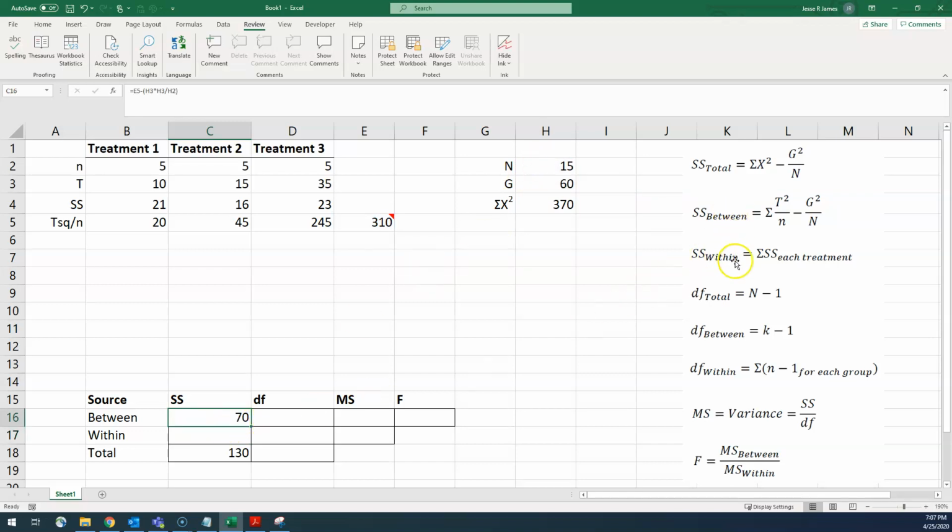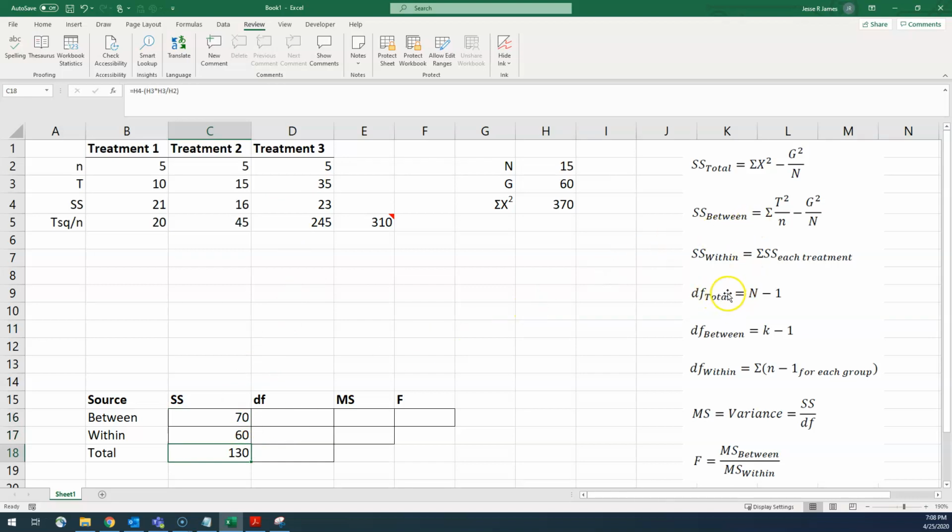Now your sum of squares within is to take the sum of squares inside each treatment and add them up. So this is my sum of squares for treatment 1, for treatment 2, for treatment 3. I'm going to come here and I'm going to say this equals this plus this plus this. Or I could have written it like this. I could have said equals the sum of all three of those. And it's going to be 60. So you notice that your 70 and your 60 add to 130.